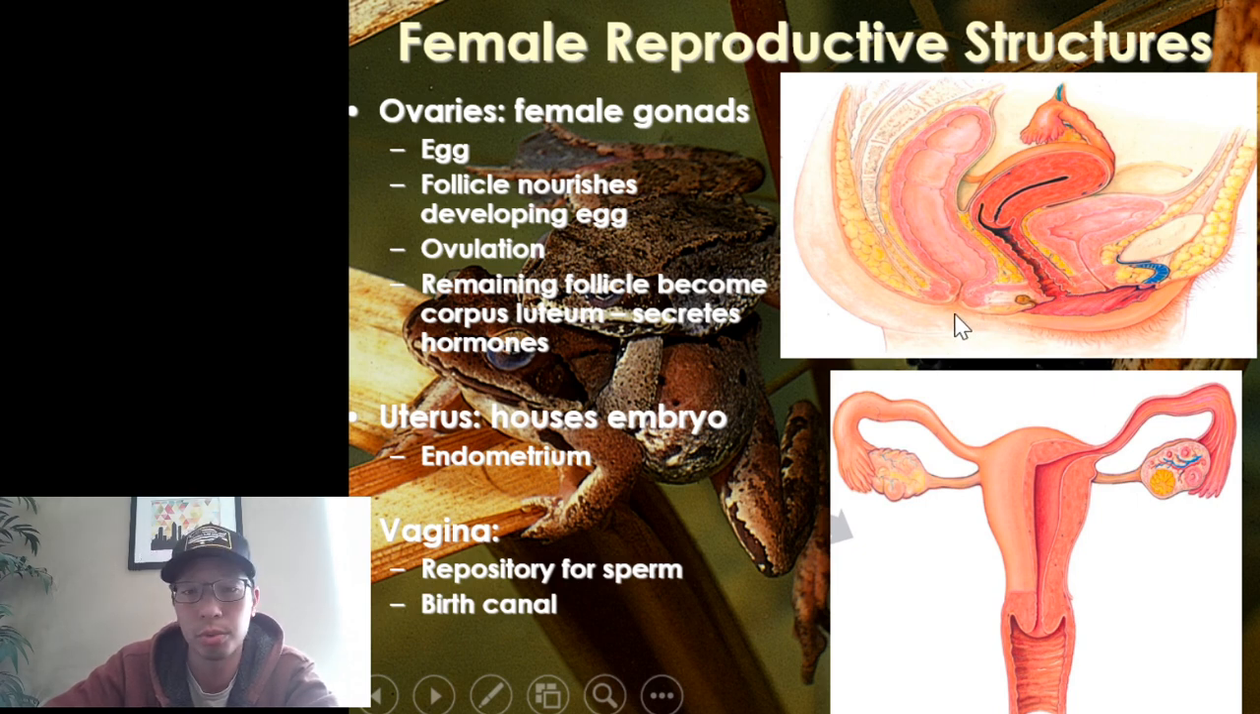Towards the posterior region, towards the back, we have the anus right here. This is leading up into the large intestine. And then the area in between, that's called the perineum.